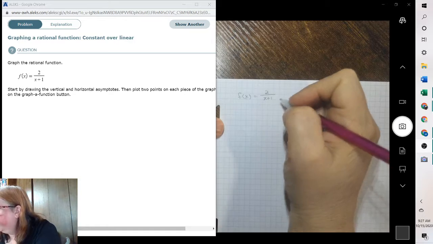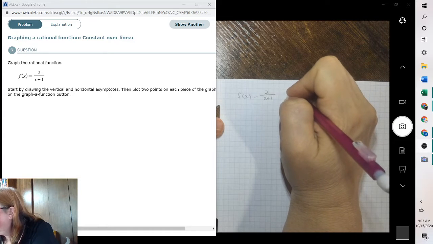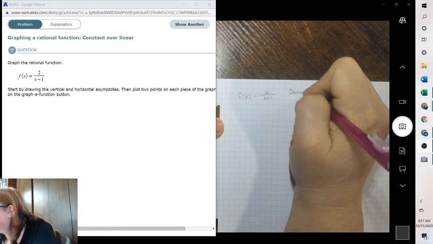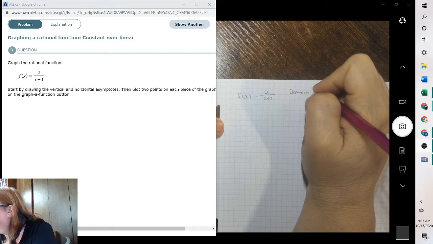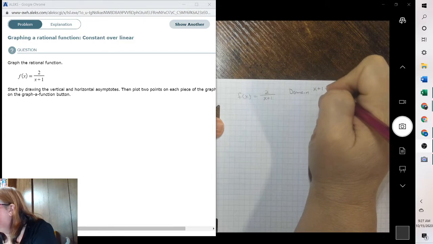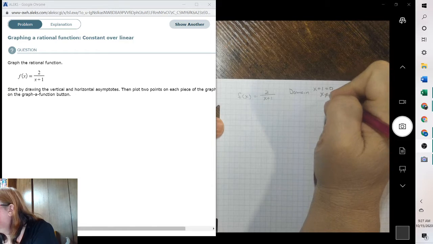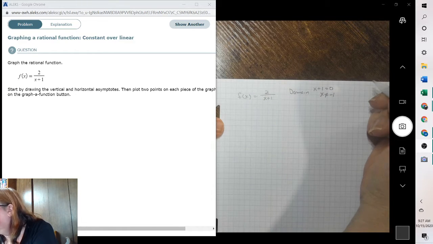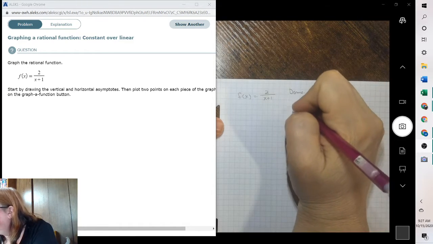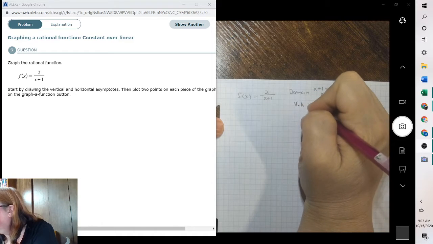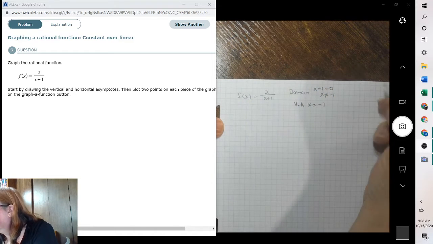Remember, for the vertical asymptote, you need to find the domain. The domain is whatever gives us 0 in the denominator. So x cannot equal -1. Since this doesn't reduce, we have a vertical asymptote at x equals -1.